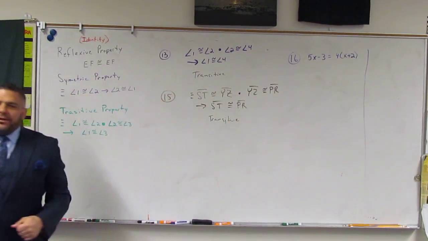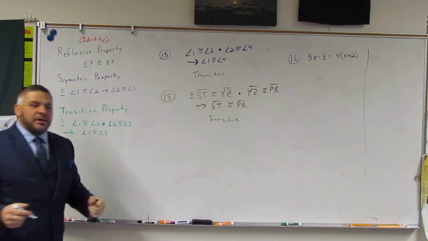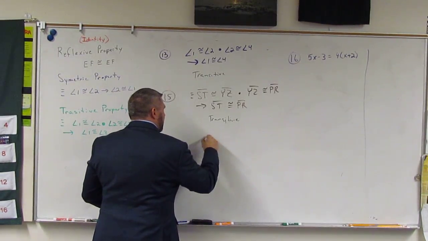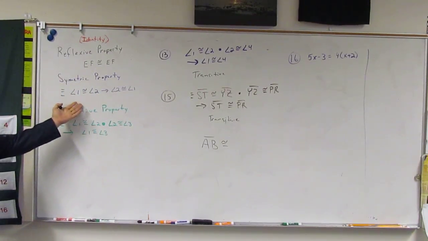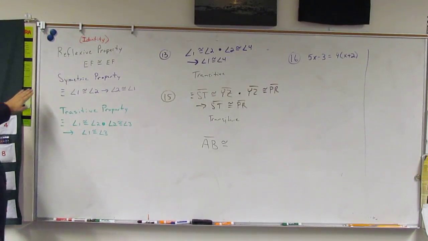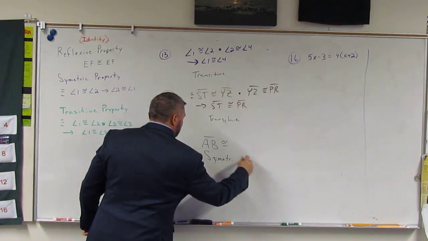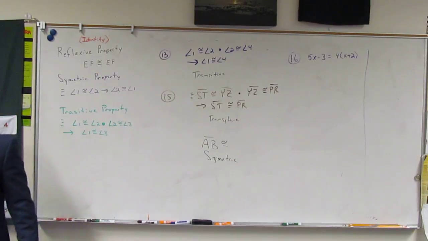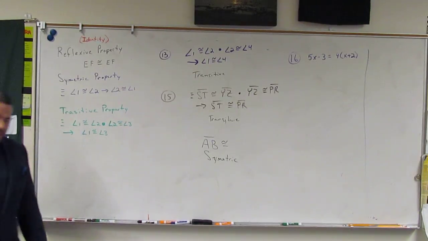If I wanted to create a symmetric property, give me a symmetric property with AB. If AB, what would AB be congruent to? If I wanted to use it as a symmetric property. Can you take guesses? Yeah, I'll take guesses. BA. Yeah.